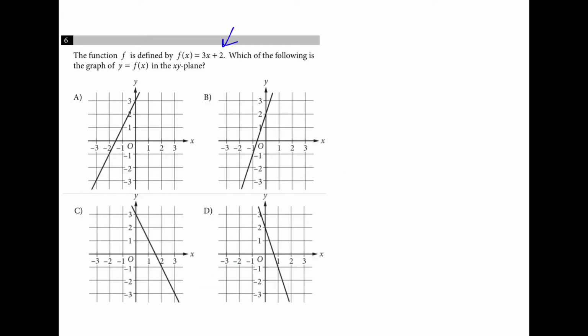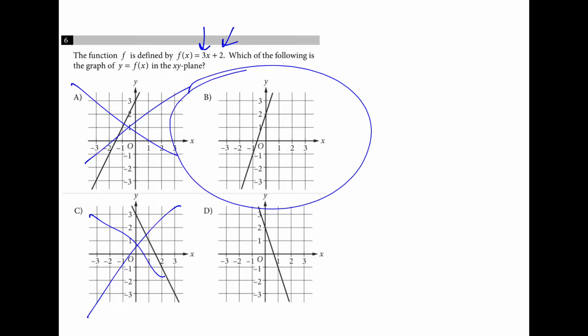From this equation, my intercept has to be 2. So this one is ruled out, so is this one. And then my slope is a +3. This is the only one left with a positive slope.